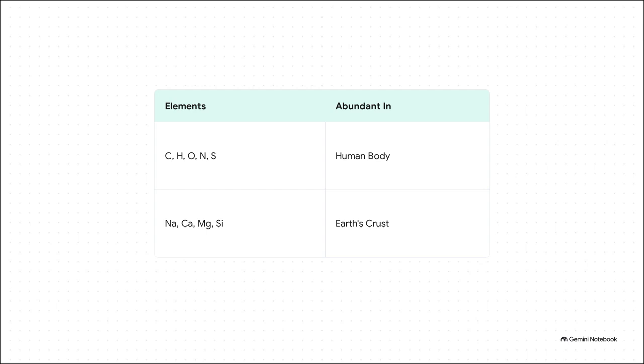But elements like carbon, hydrogen, oxygen, nitrogen, and sulfur, what we can call the CHONS elements, they represent a significantly higher percentage of your body weight compared to the Earth's crust. Meanwhile, elements like sodium, calcium, magnesium, and silicon, those are far more abundant in the non-living rock. It's really all about the recipe's proportions.